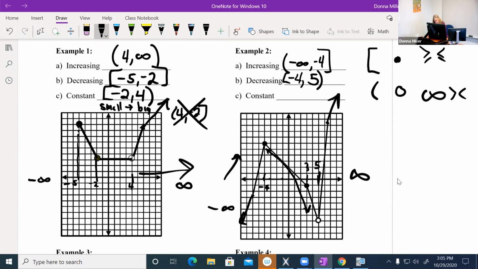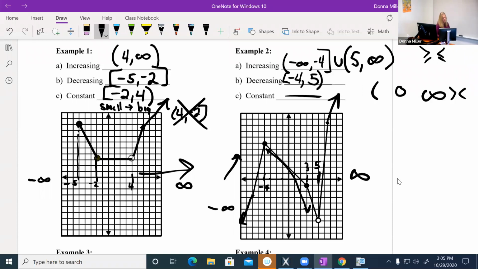Round. All right, now, after 5, what happens? It's increasing again. So we have another interval of increase. The way that we write this, we put a union in between them. The union, remember, means or. And we're going to go from 5 to infinity. Infinity is round, and 5 is going to be round or square? Round, because it's an open circle. All right, there's no intervals where it's constant, right? Is that all right? Okay, so I'm just reading intervals on a graph.